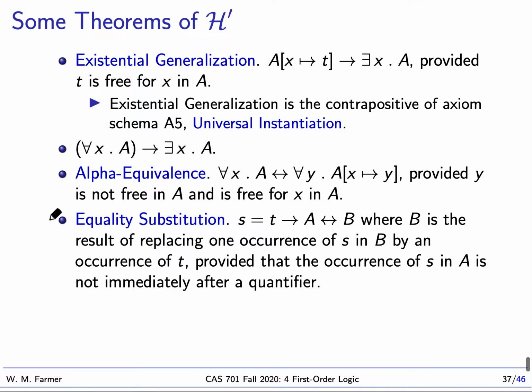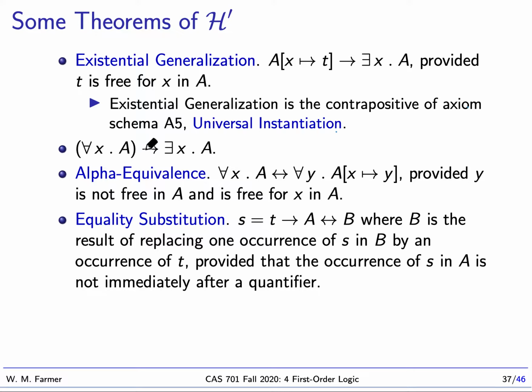Then there are some interesting theorems that we can derive. One is existential generalization. That says if a formula is true at a term t, then we can derive the existential statement, there exists x dot A. And this is provided t is free for x in A. And this is very easy because existential generalization is the contrapositive of the axiom schema A7, which I called universal instantiation.